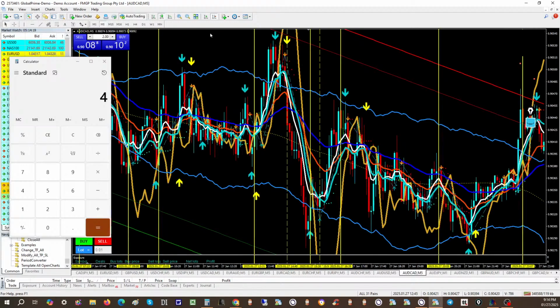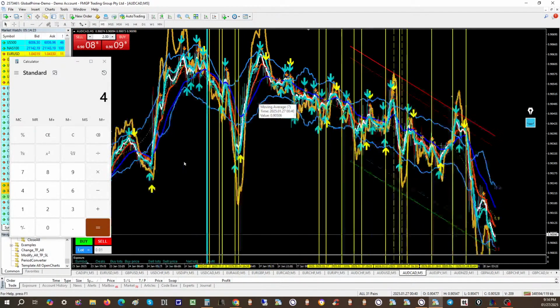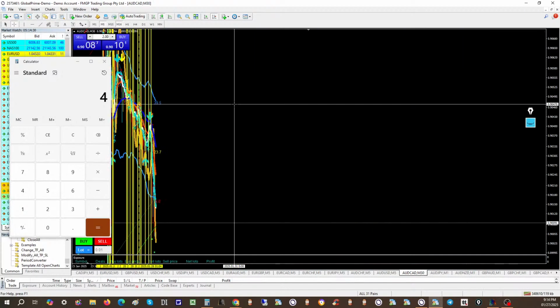Going to the Audi CAD. Let's back it out. Okay, we know it looks like a bunch of sells, but I want to make sure on that before I start counting it.